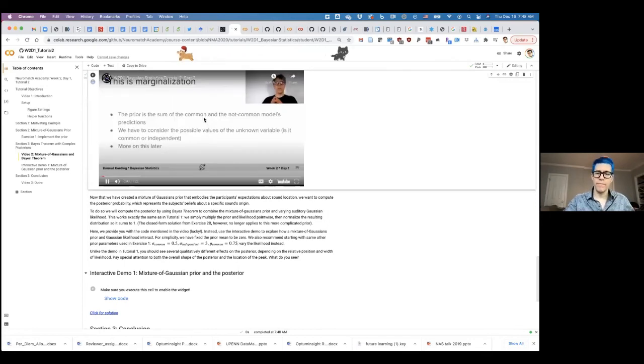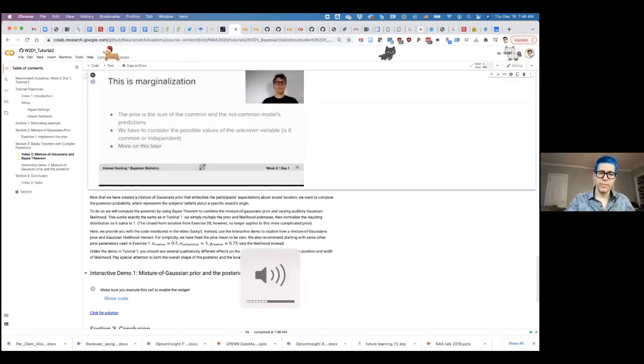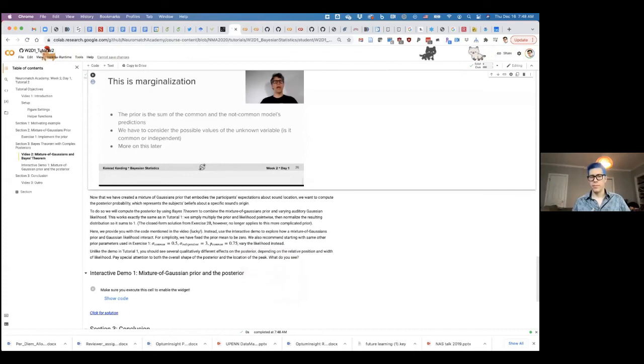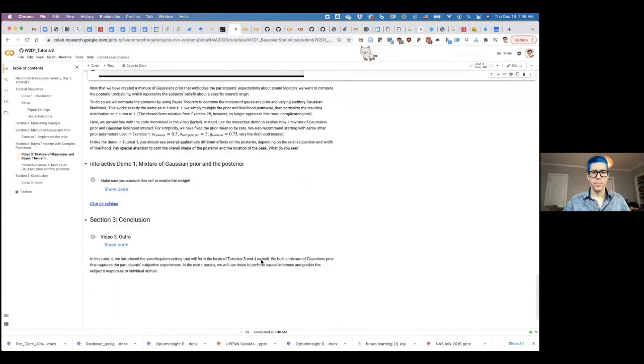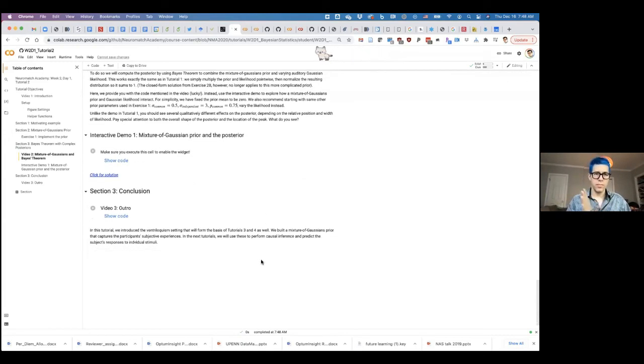So now that you have implemented the Mixture-of-Gaussian model, I briefly want to emphasize that this is a case of marginalization. We will hear more about that later. But the prior is the sum of the common and the not common models' predictions. And by adding them together, we are effectively considering both possible values of an unknown variable. The unknown variable: is it dependent or is it independent? Is it common cause or is it independent?